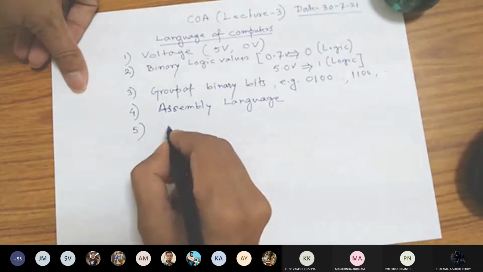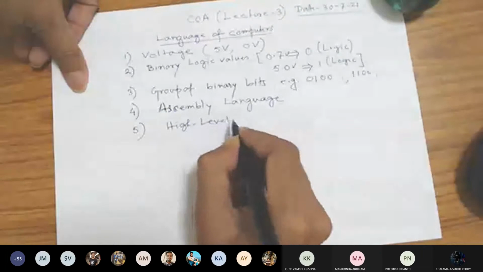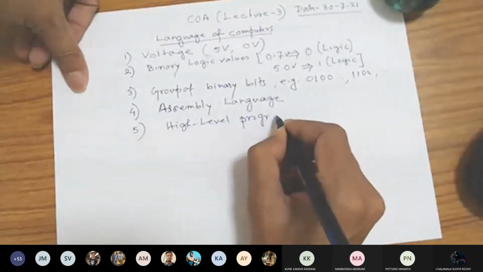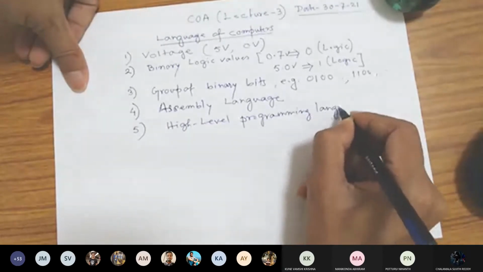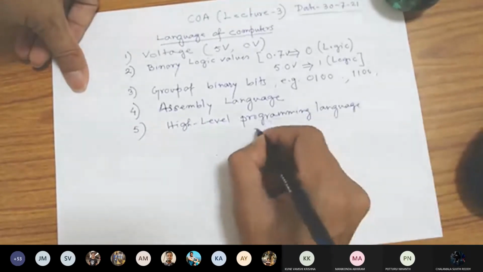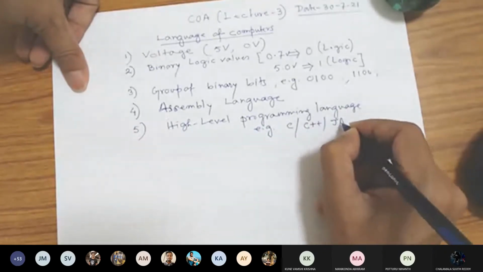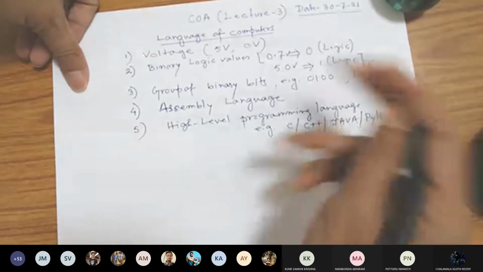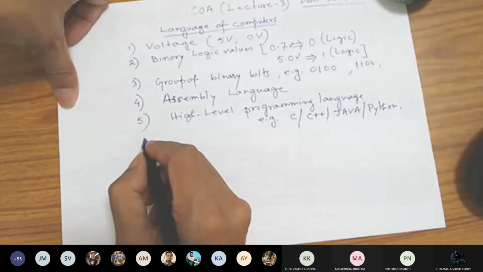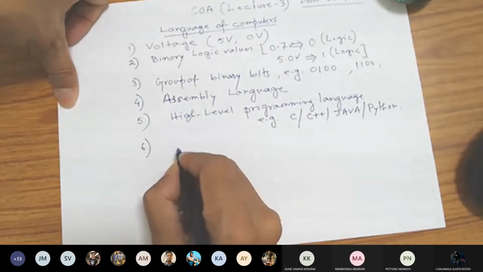And on top of, we have high level language, high level programming language. Like you'll see C++, Java, Python, so on and so forth. And then the last level is the language you speak.